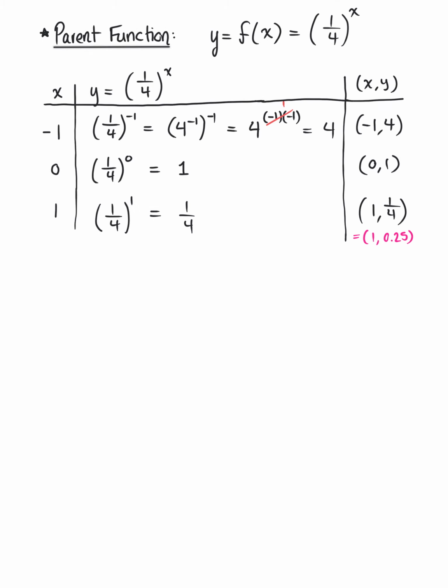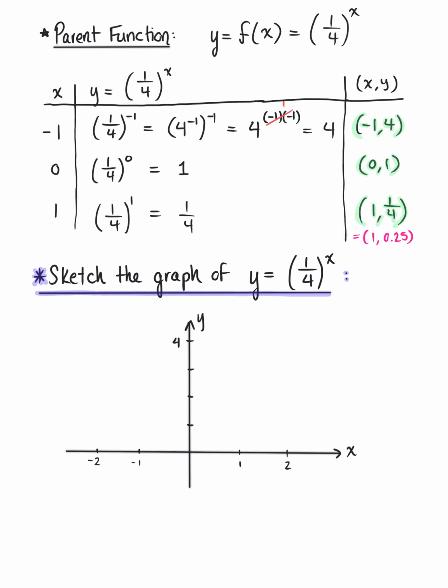So now that we have these 3 solution points on the graph of our parent function, let's go ahead and sketch a graph. Plotting our first ordered pair, -1, 4, here is our solution point, and we'll label this -1, 4. The next point on the graph is the y-intercept at 0, 1. And last but not least, plotting the ordered pair 1, 1/4, we're somewhere down here. Now we can see the graph of this exponential function by connecting these 3 solution points with a smooth curve.